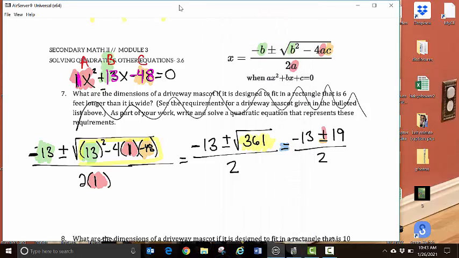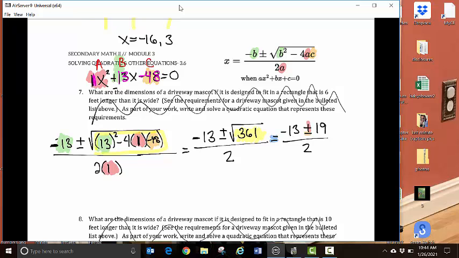Okay, so if this yellow number is a perfect square, you'll always get two nice answers. We already know the actual answers are negative 16 and 3. Well, here's how we got it. We're going to do the plus first. Negative 13 plus 19 divided by 2. Negative 13 plus 19 is 6. Divided by 2 is 3. Oh, check. That's one of our answers.